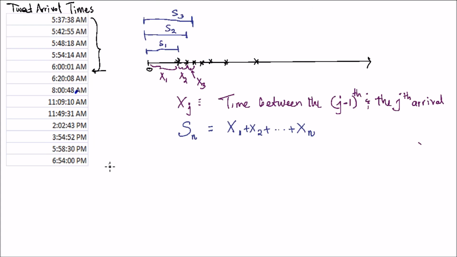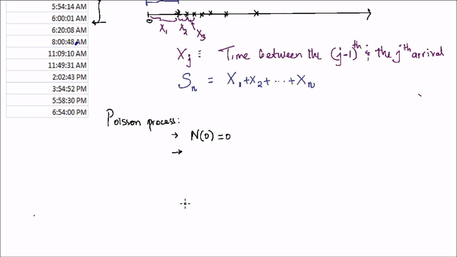Perhaps I should have defined the Poisson process slightly earlier on. But anyways, a Poisson process is a counting process, and based on these random variables that we defined, it satisfies the following conditions. First, the number of arrivals at time 0 is equal to 0. No arrivals at time 0.